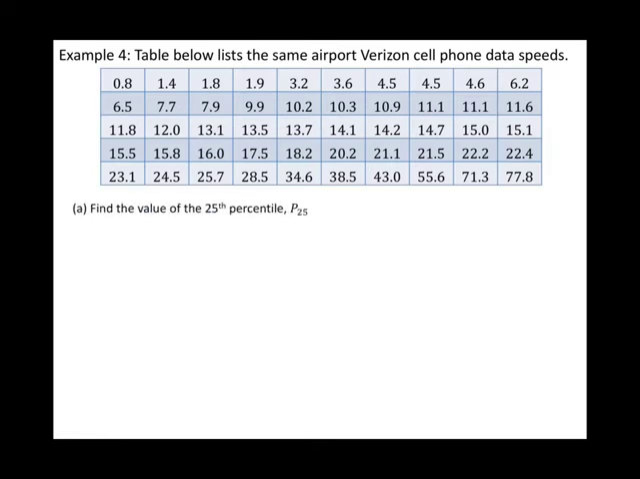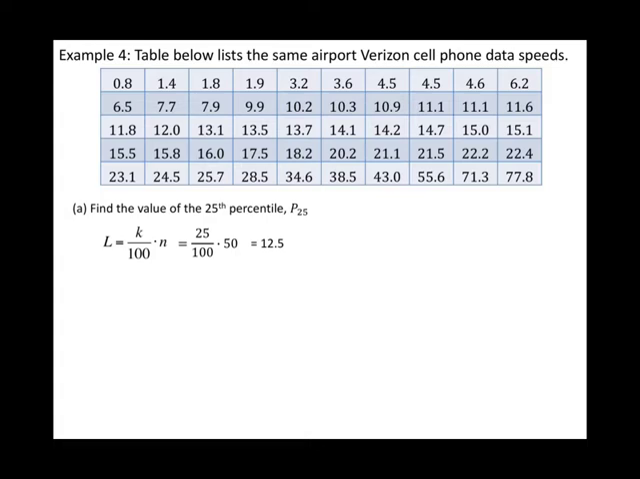Okay, find the value of the 25th percentile. So this time I give you the percentile, and I want you to find out which data value is going to be at the 25th percentile. So we're going to apply this formula. P25, so that means your K equals 25. And remember, N is the number of values. We do have 50 data values here. So plug it in, use a calculator. You should get 12.5.